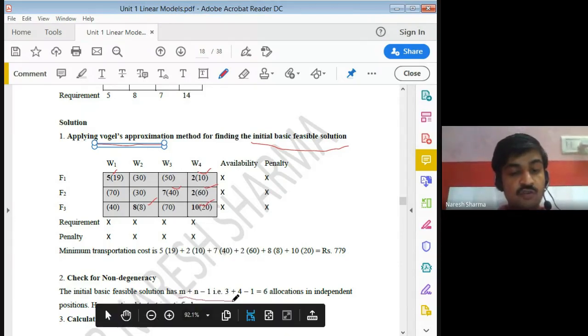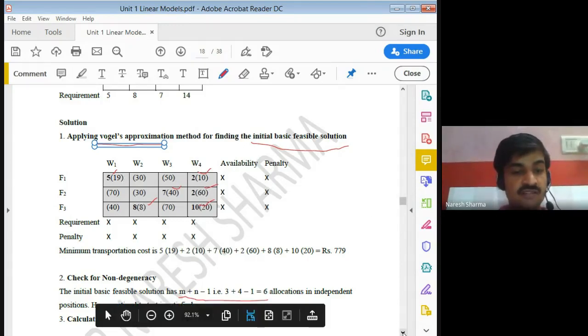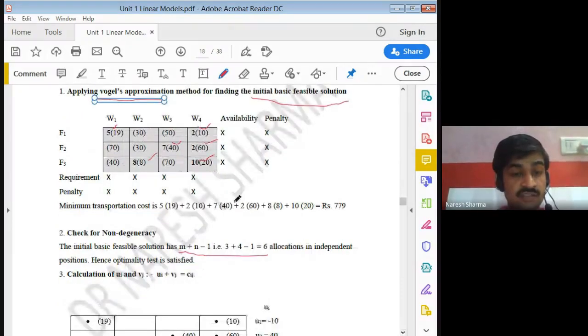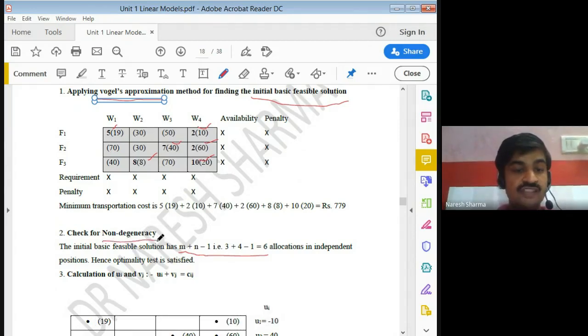So if it is so, and also these allocations are at independent positions, you know what an independent position is. If you require, kindly go through the previous lecture. So if this is independent, for an independent path, and these allocations are 6, then it is called the non-degeneracy case. Non-degeneracy means optimization is possible.